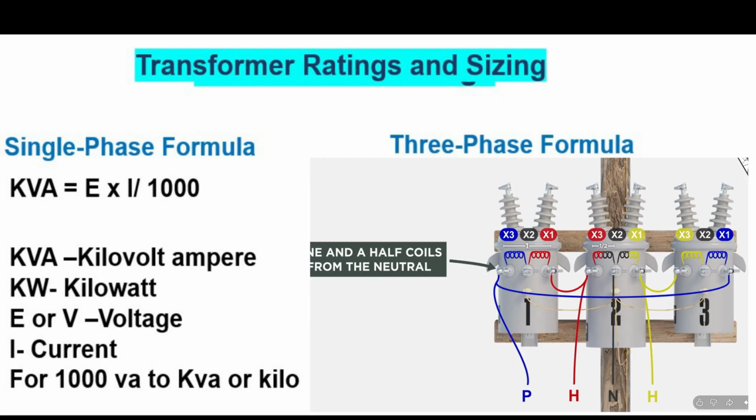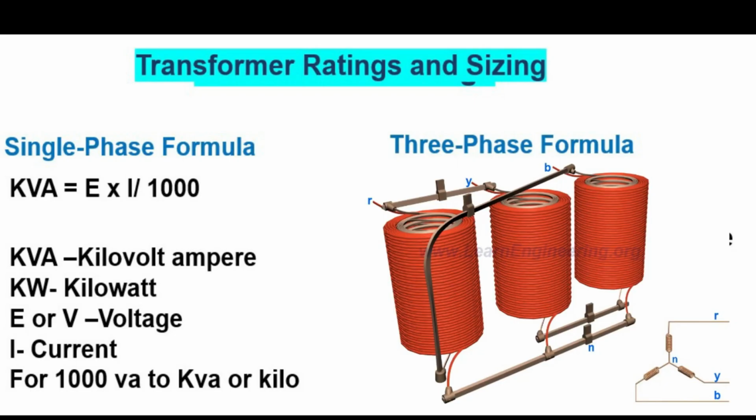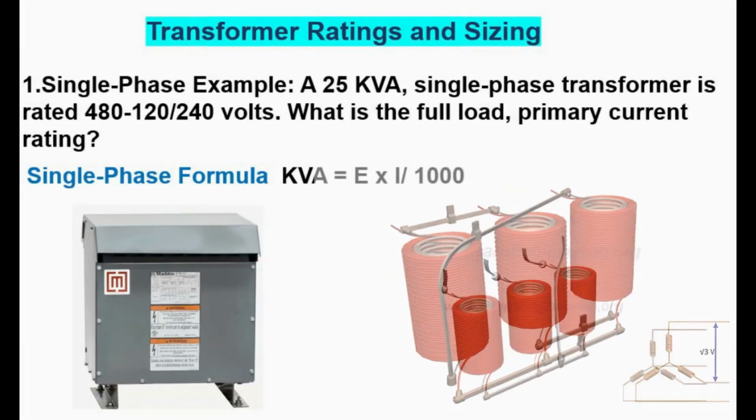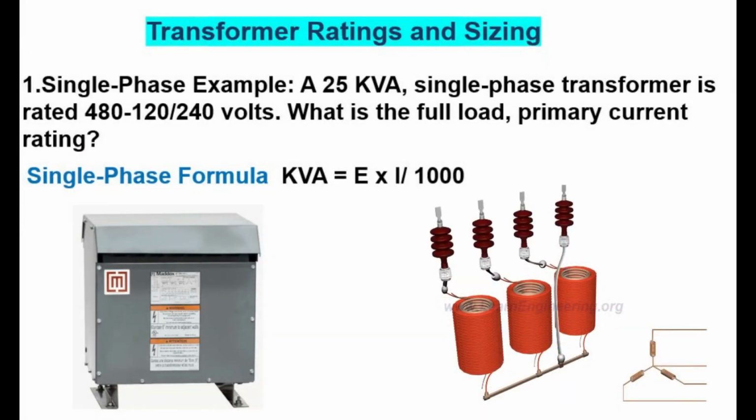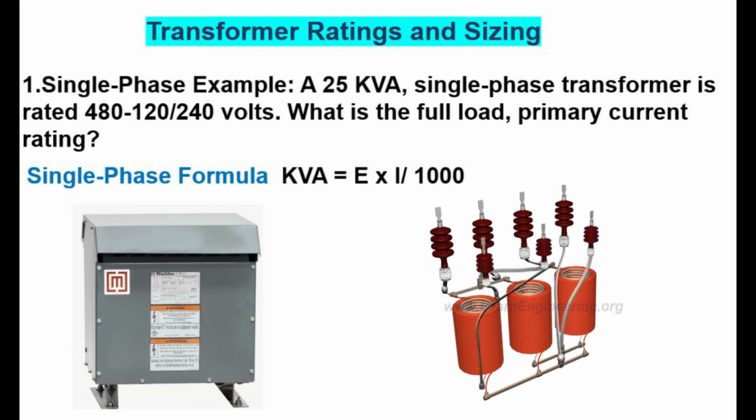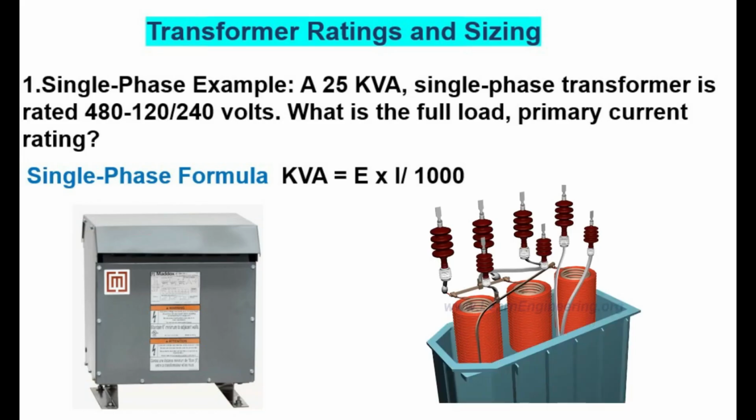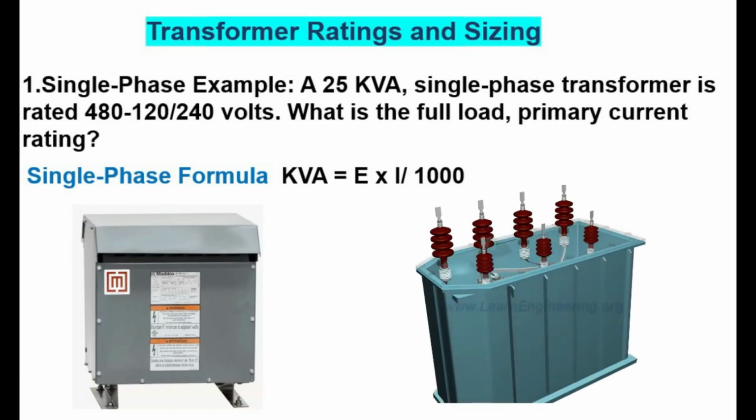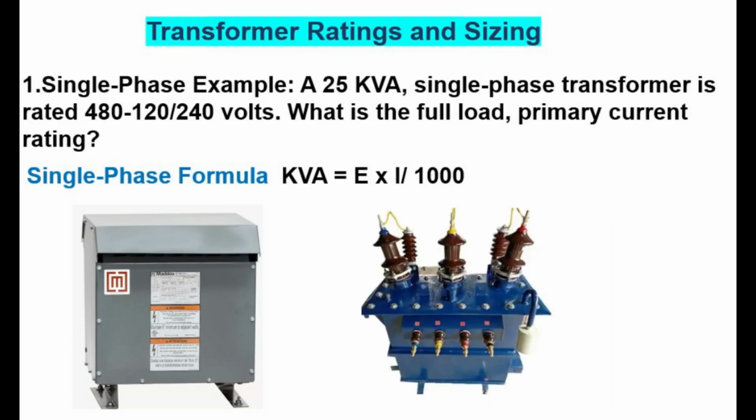Furthermore, three-phase transformers handle three lines of AC power, with each of the three lines 120 degrees out of phase from the other two lines. Example number 1. A 25 kVA, single-phase transformer is rated 480 volts primary, and 120 to 240 volts secondary. What is the full load primary current rating?